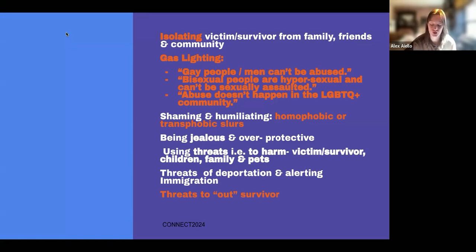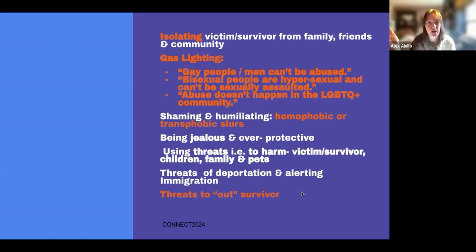So some people subscribe to the stereotype that people in a same gender relationship can't abuse each other, when in fact it is possible for one person to maintain power and control over another, even if they are the same gender. Another example of emotional abuse is shaming and humiliating. In a queer relationship, that could look like using homophobic or transphobic slurs to refer to the partner. So that's pulling from these oppressive systems that are already being oppressive and establishing power and control over someone, and now their partner is using that to establish more power and control over them.